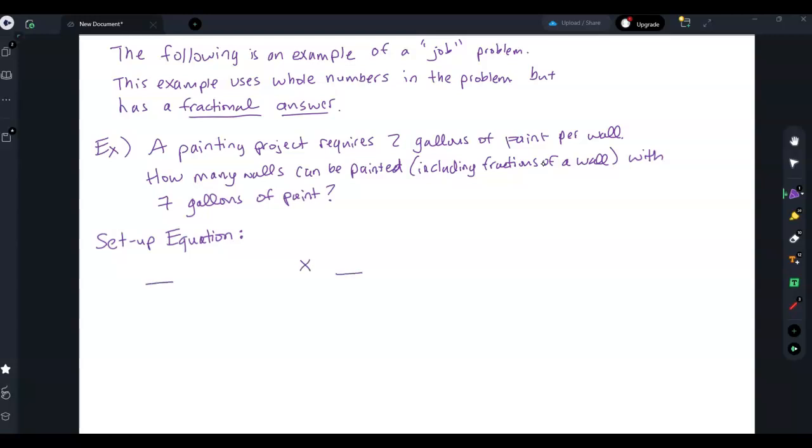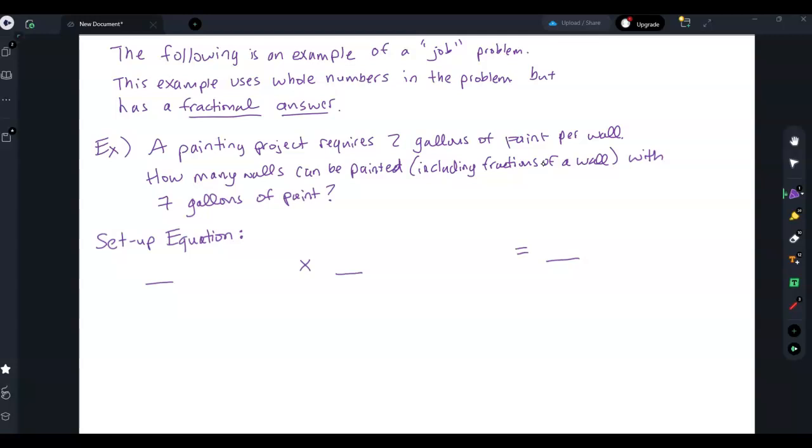So I'm going to put some blanks in, and then I'm leaving some space after my blanks to put in my units. So we've gone through this before, but the way I like to do this is I like to come up with what my 2 units are in the problem. So in this problem, one of the things they mention is gallons, and the other thing they mention is walls, right? So those are my 2 units here.